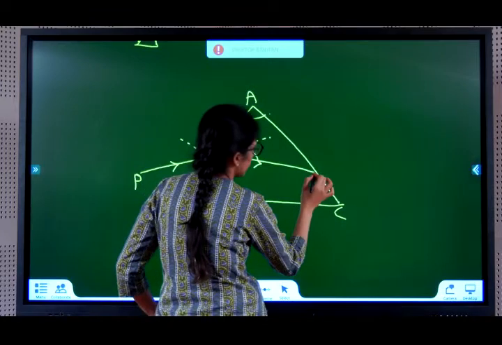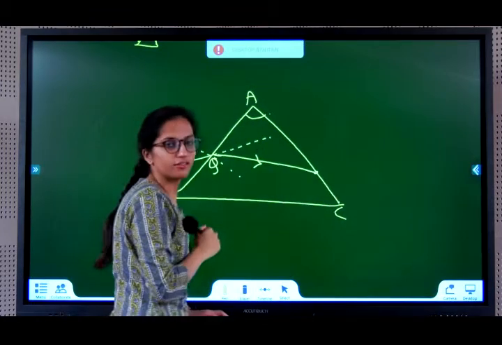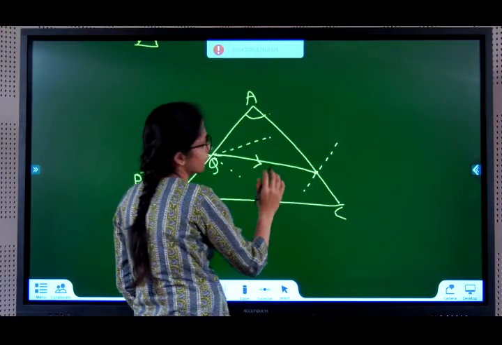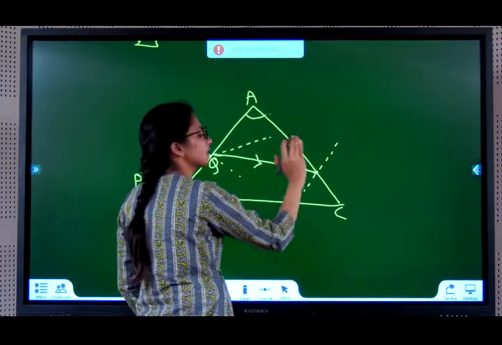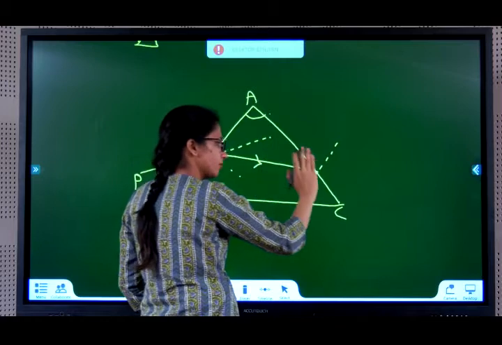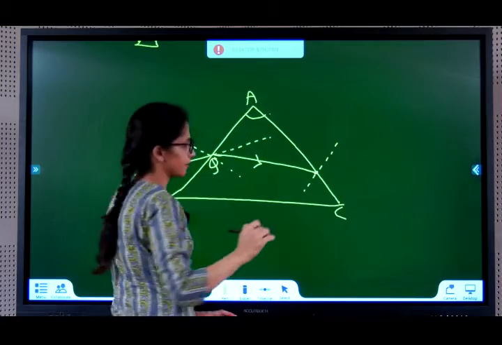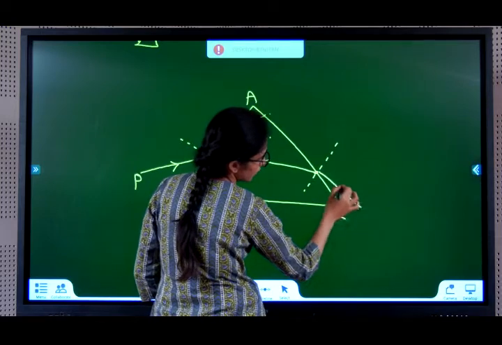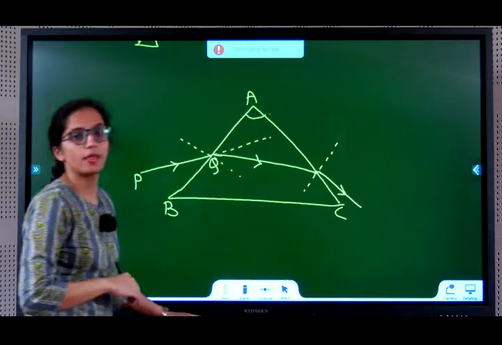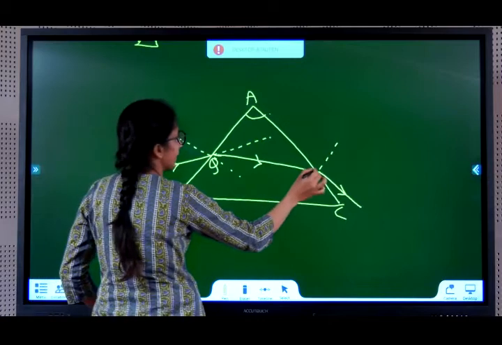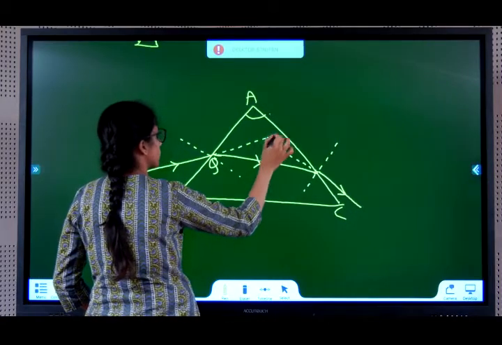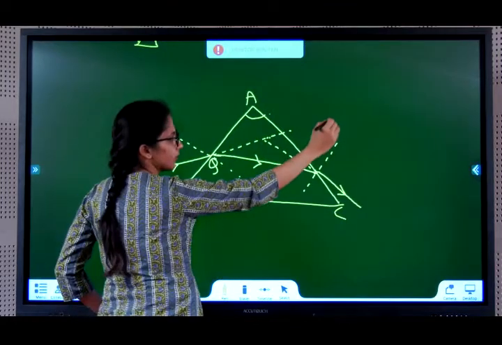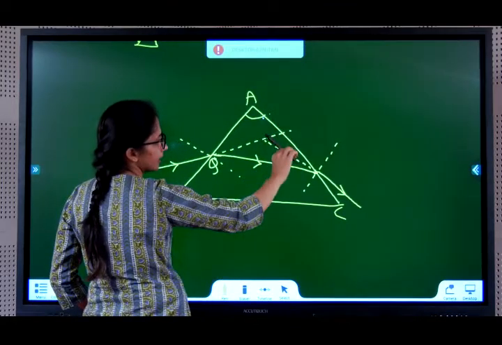Now the ray meets the other lateral face. At this face, the ray is going from glass to air, denser to rarer, so it moves away from the normal. The ray had to go like this, but now it moves away from the normal. If I extend this back, it goes here. So basically, the ray wanted to go in this direction, but it's bending and coming here.